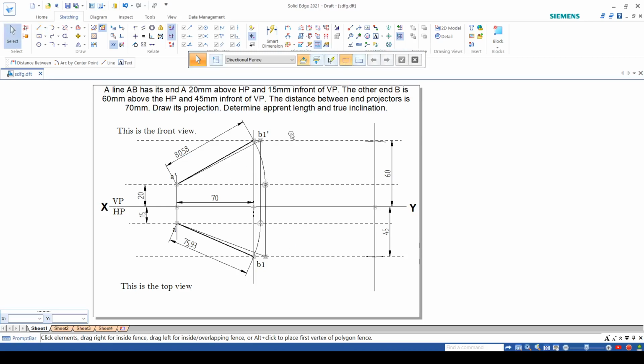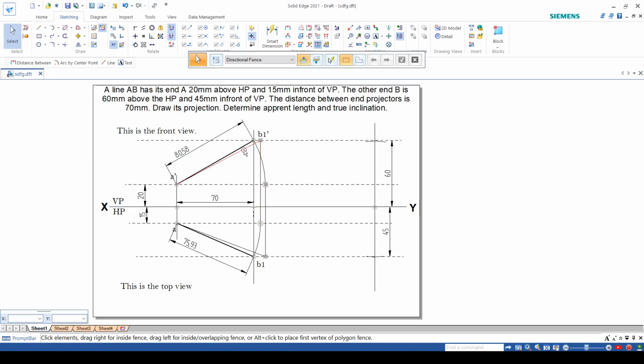Now it's asking for the apparent length. So we have the apparent length in the front view, which is 80.58, we can say 80.5, and in the top view it's 75 point something, we can say 76. Now just remember, the true length of the line is always equal.